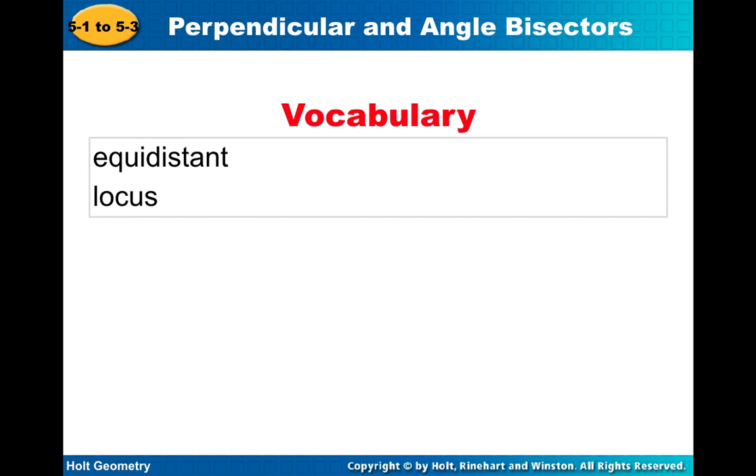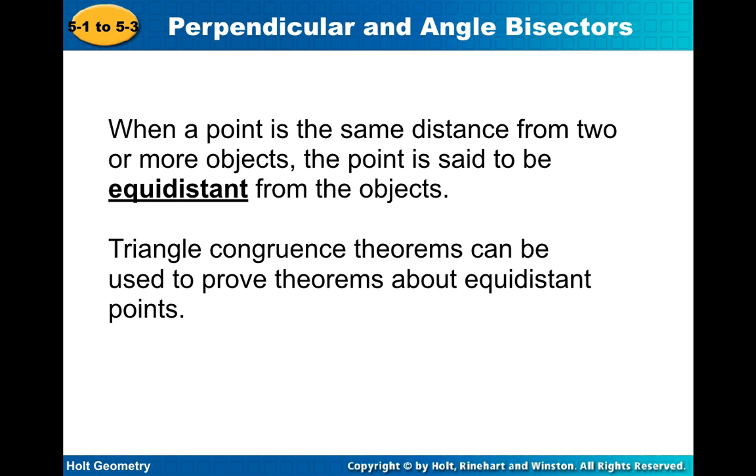There are a couple terms that we'll use. What does the term equidistant sound like it means? Usually students say equal distances. Well, that's true. That's exactly what it means. When a point is the same distance from 2 or more objects, the point is said to be equidistant from the objects. We will have theorems starting today. There are many in this chapter where a point is equidistant from something. And so you need to pay attention to what it's equidistant from in order to get these relationships in your mind.